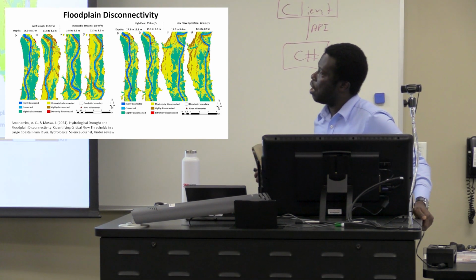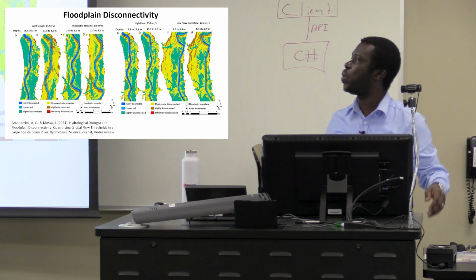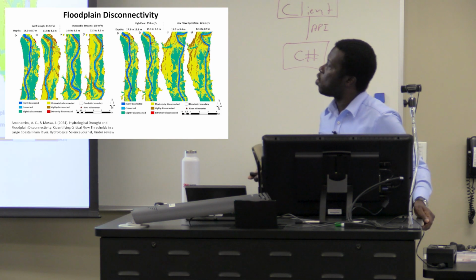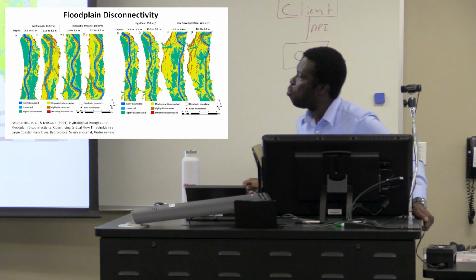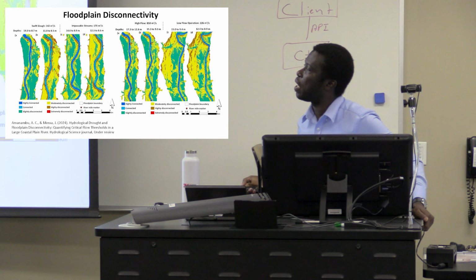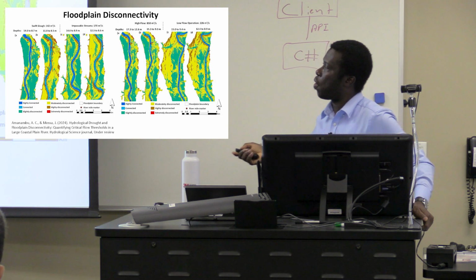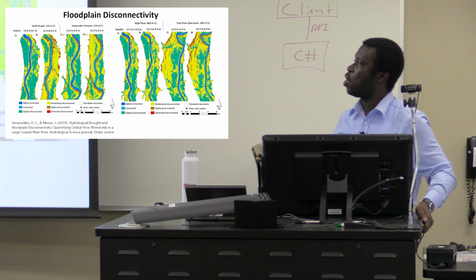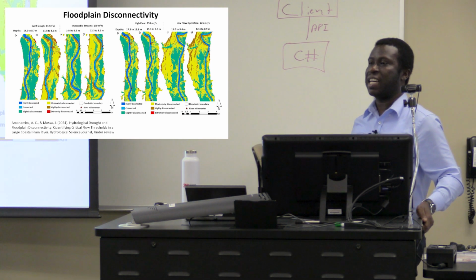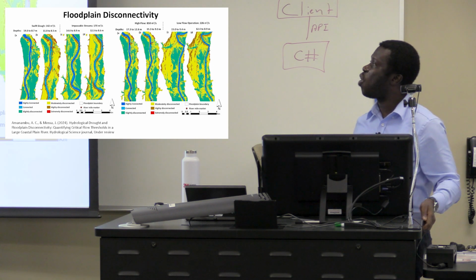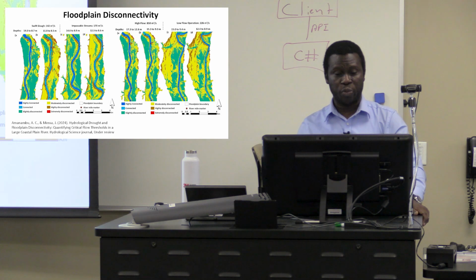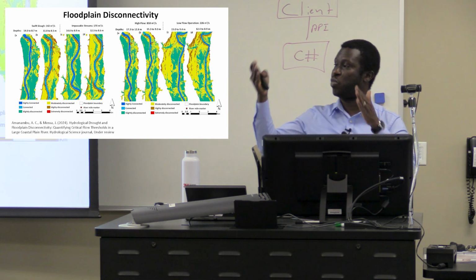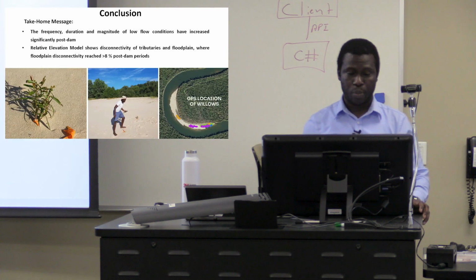Also, this is a very big map to show what is going on within the entirety of the floodplain. When you look at it, the yellow and the brown show moderately disconnected and highly disconnected floodplain. Comparing the pre-dam and post-dam periods, you will see that the yellow and the brown are increasing, signifying that there is more disconnectivity within the floodplain across the entirety of the channel and the floodplain, between the post-dam and pre-dam periods.